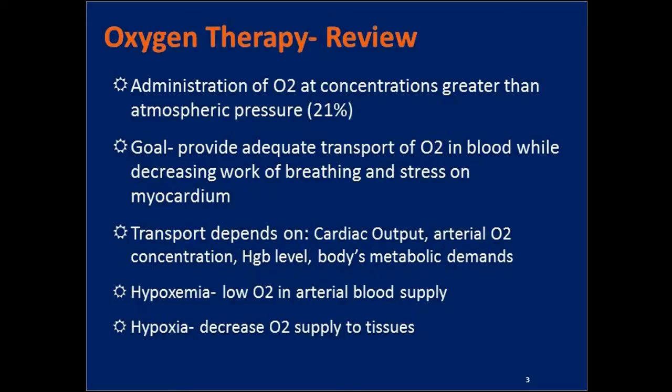Two important terms: hypoxemia, low oxygen in the arterial supply. Okay? Hypoxemia means low oxygen in the blood. There may not be any physical symptoms that you see, but their oxygen level in the arterial blood supply is low. Hypoxia means that we have decreased oxygen to the tissues, to the periphery, outside of just the bloodstream. Hypoxia is where you're going to begin to see the symptoms.